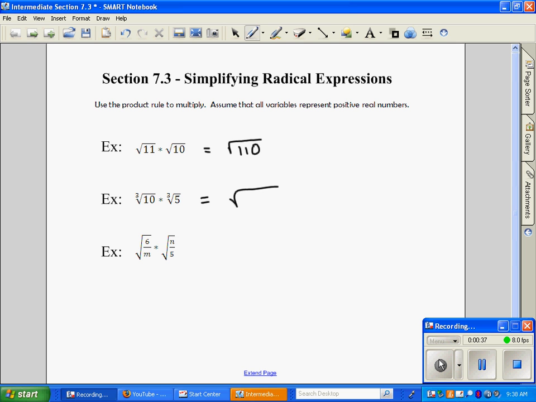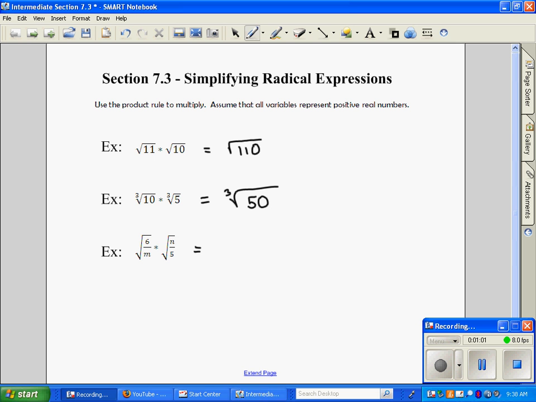Next we have, to be able to multiply these, the indexes have to be the same. So we have the cubed root of 5 times 10, which is 50. Now 50 doesn't have any factors that are cubed in it. It has a perfect square, because it's 25 times 2, but it doesn't have a cube, so there's nothing else we can do to this one.